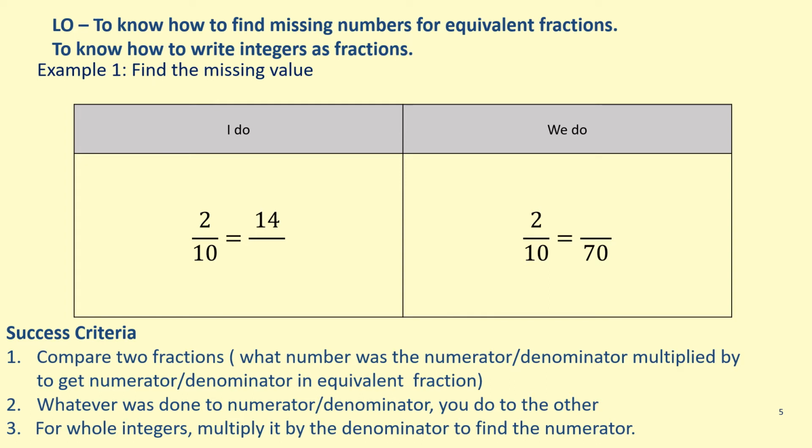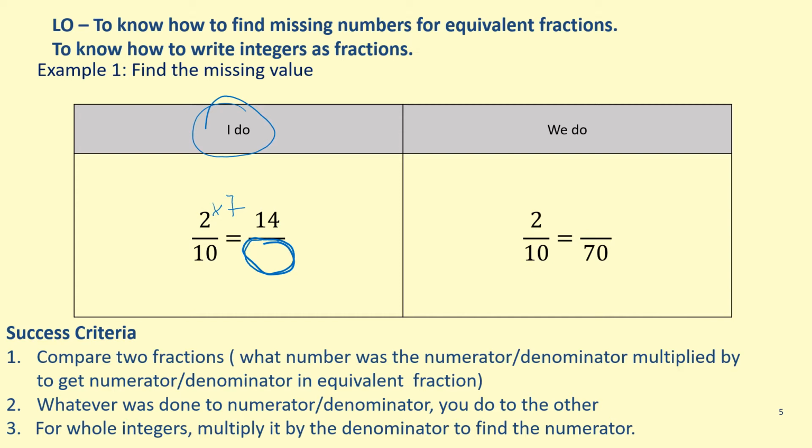Example 1. Find the missing value. I've got a numerator in both fractions, so what is missing is the denominator in the second fraction. Now I compare 2 and 14. 2 has been multiplied by 7 to get 14. To find an equivalent fraction, whatever I do to the top, I have to do to the bottom.